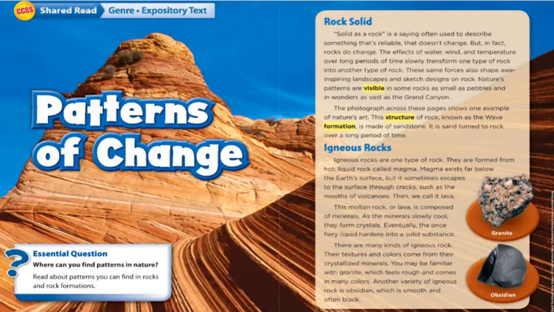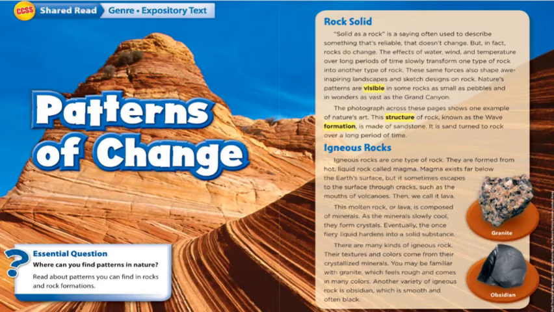Igneous rocks. Igneous rocks are one type of rock. They are formed from hot, liquid rock called magma. Magma exists far below the Earth's surface, but it sometimes escapes to the surface through cracks, such as the mouth of volcanoes. Then we call it lava. This molten rock or lava is composed of minerals.